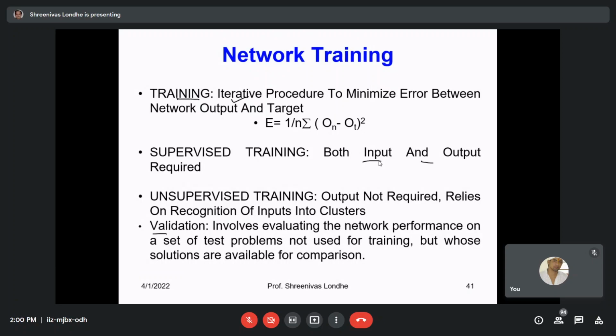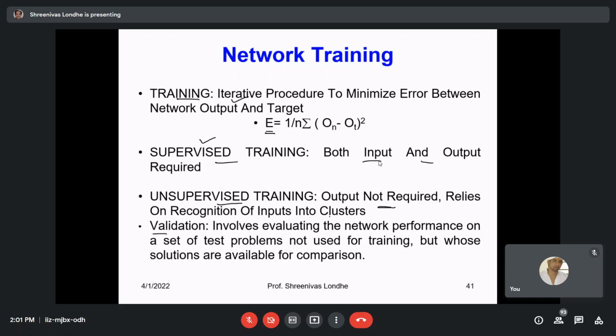For this, we can do so many iterations. But this training can be with a supervised concept or an unsupervised concept. In supervised training, both input and output are required to give to your neural network. That means we should have input values and also the targeted output values with us. Then and only then can we test and validate our network. Again, in unsupervised training, output is not required. It relies on the recognition of inputs into clusters.